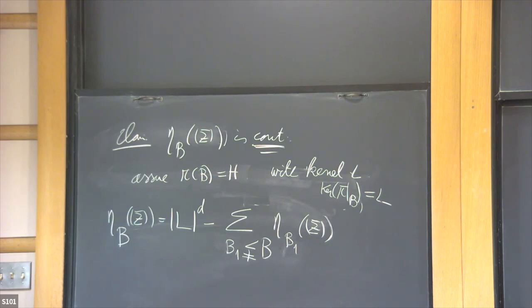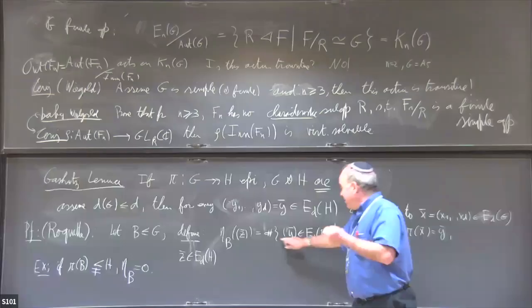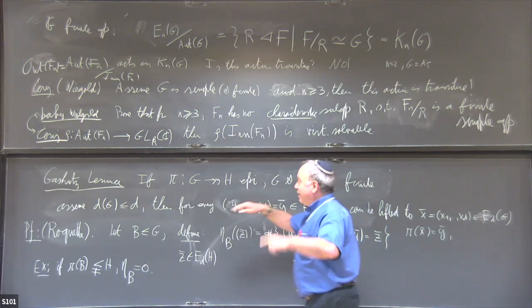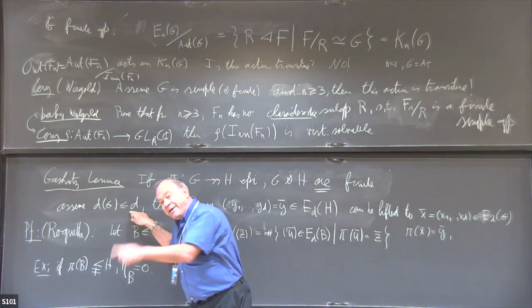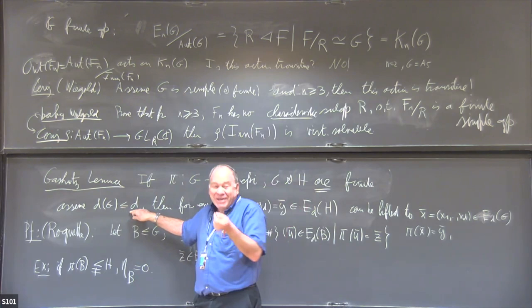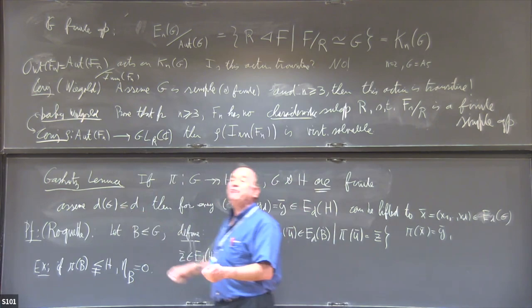to prove the lemma that there exists such a lifting, I have to prove that it's not zero. How do I know that it's not zero? I assume that the number of generators of G is D, right? Without this, it won't work. Which means I can start with D generators of G, I can lift them, I can throw them down and lift them back, right? So there exists one D tuple for which it's not zero, and therefore it's not zero for every D tuple. I think it's a very clever proof, it's a great proof.